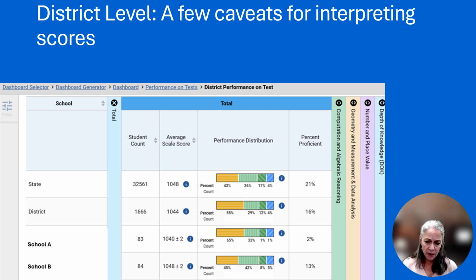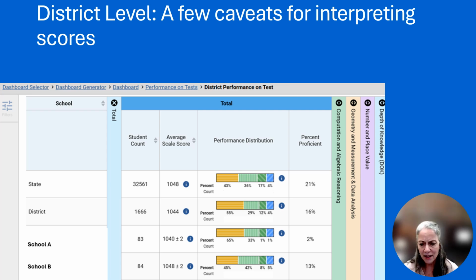The other thing to think about too is at the district level, it's very hard to know what's going on at school A and school B. And so when I look at 2% versus 13% of kids proficient, and I look at the two performance distributions, and I look at the scale scores, you really have to hold your inferences.